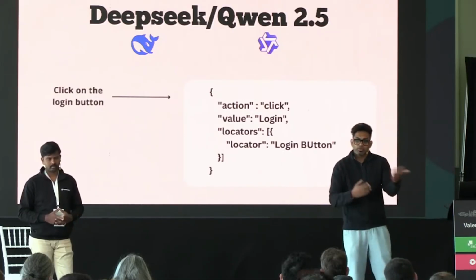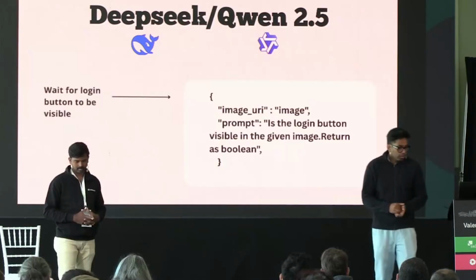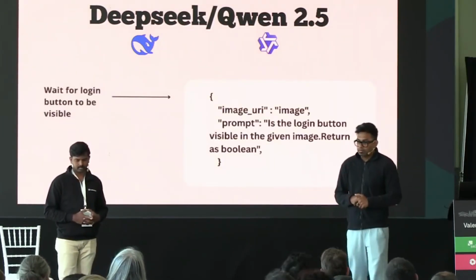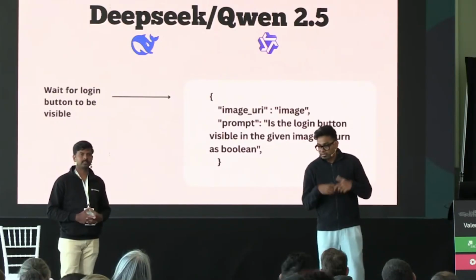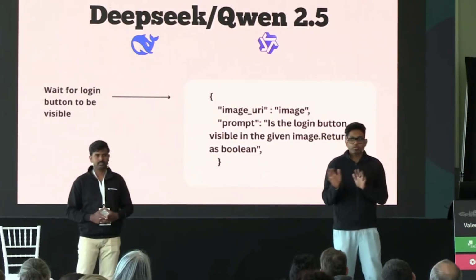Could be an admin or your email ID and things like that. And then wait for the login button to be visible. For this, we will actually give it an image. We give it a prompt and be more specific with the prompt to say, is the login button visible in the given image? And I basically want to return a Boolean, right? It's just a true and false.